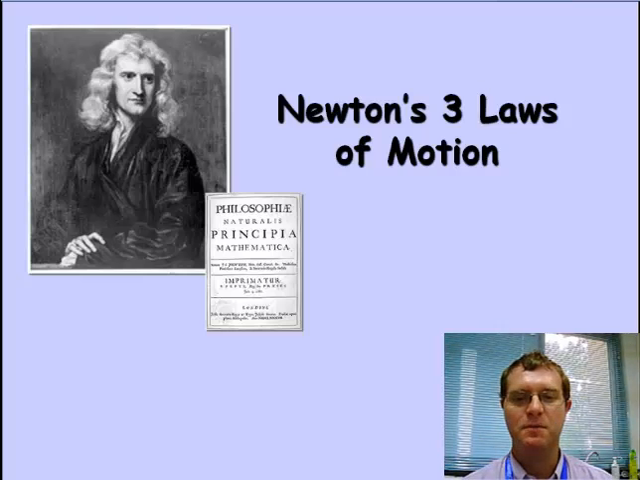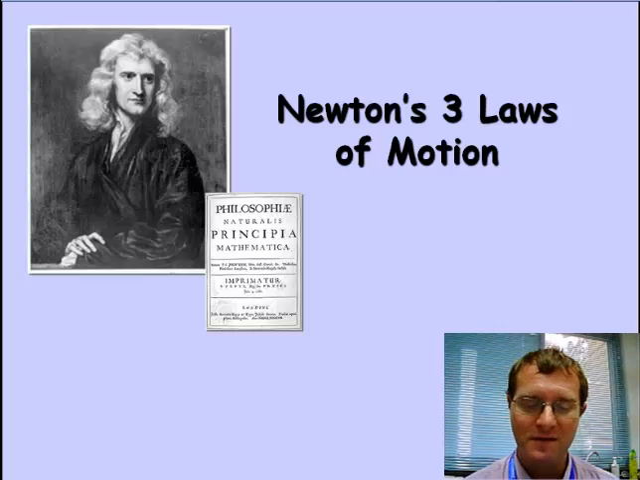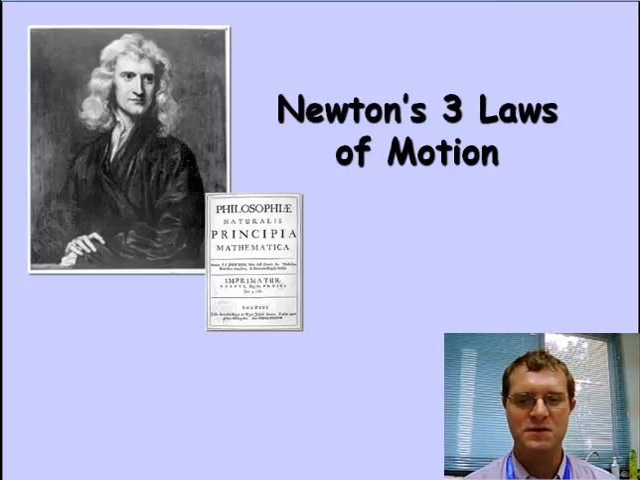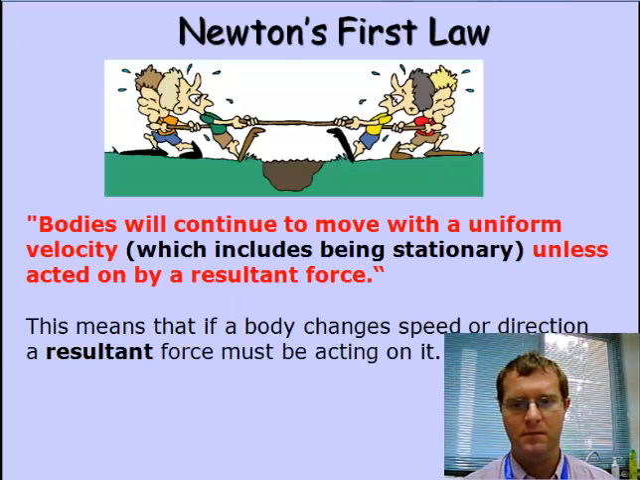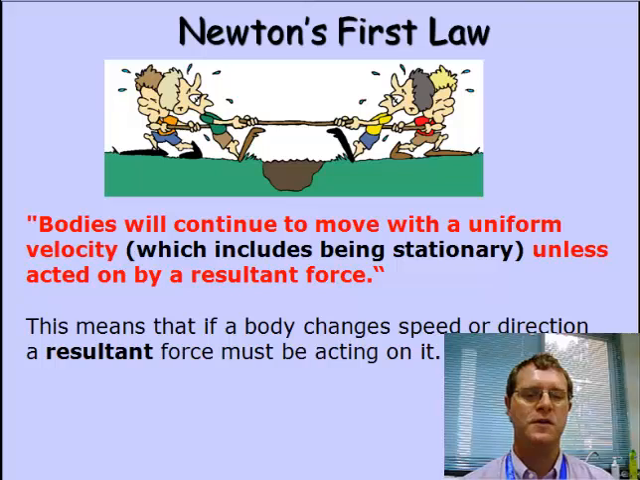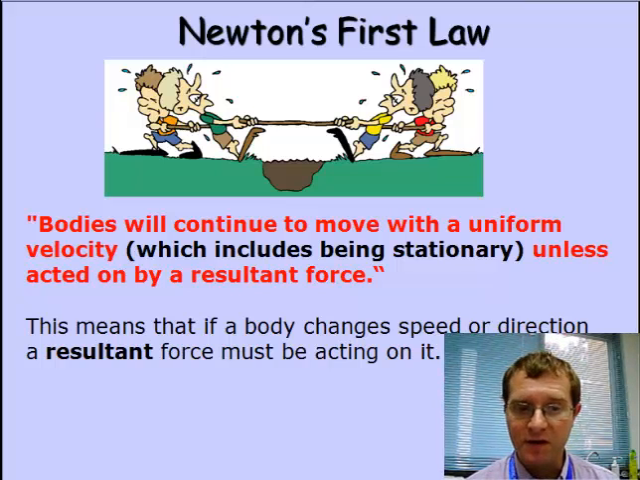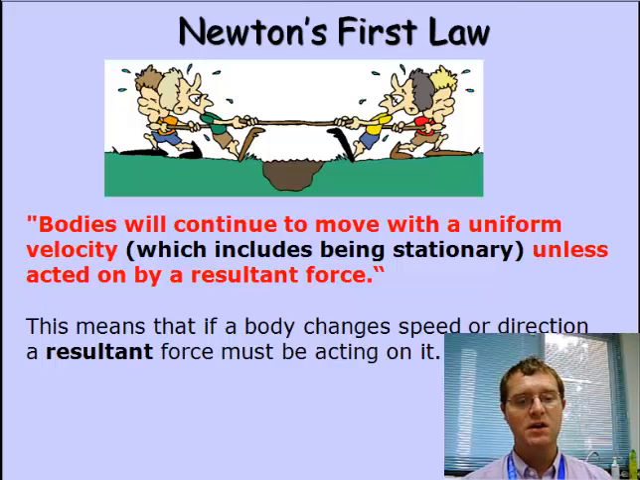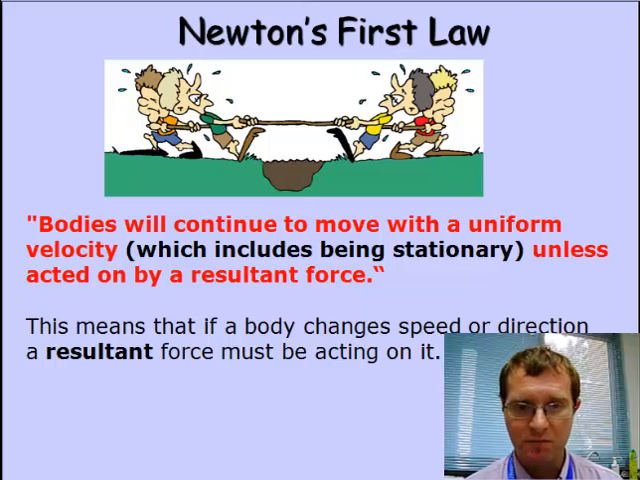During this session, I'm going to be talking about Newton's three laws of motion. It makes sense to start off with his first law of motion. Newton's first law of motion states, bodies will continue to move with a uniform velocity, which includes stationary, unless acted on by a resultant force. Now what this means is that, unless there's a resultant force, no object will change either speed or direction.